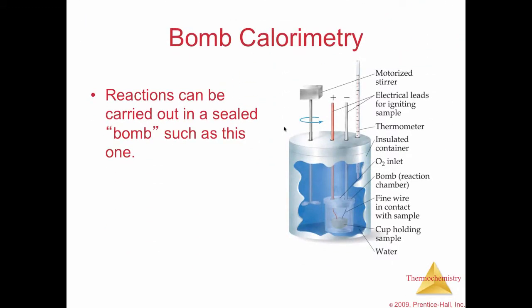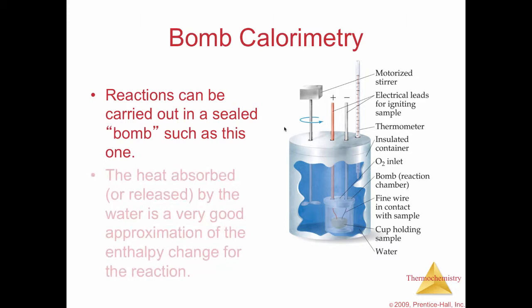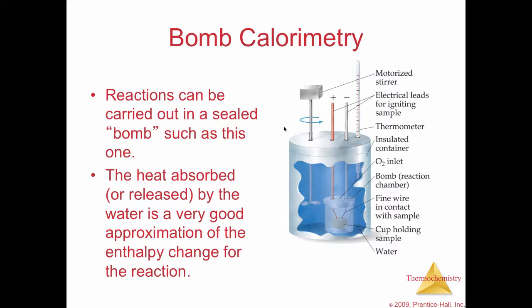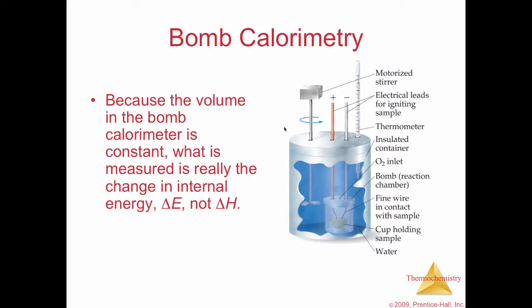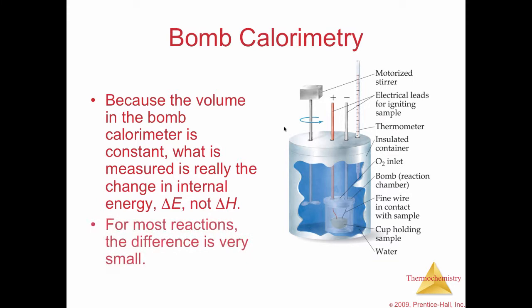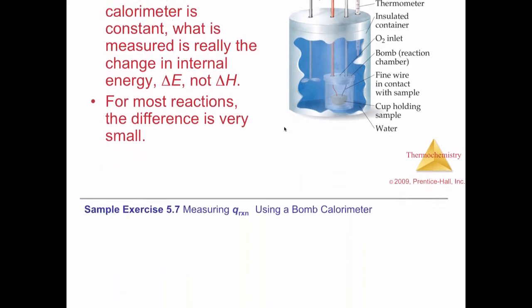Bomb calorimetry. Reactions can be carried out in a sealed bomb, such as this one. The heat absorbed or released by the water is a very good approximation of the enthalpy change for the reaction. Because the volume of the bomb calorimeter is constant, what is measured is really the change in internal energy, delta E, not delta H. For most reactions, the difference is very small.